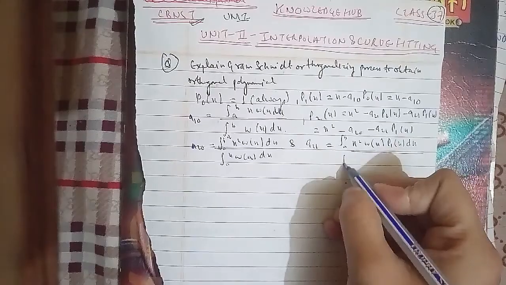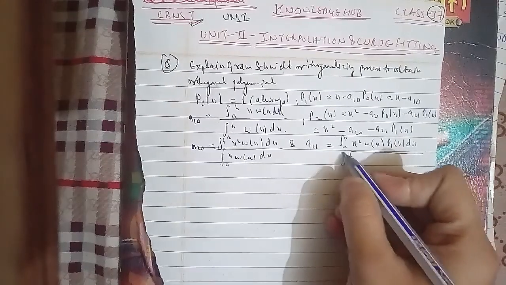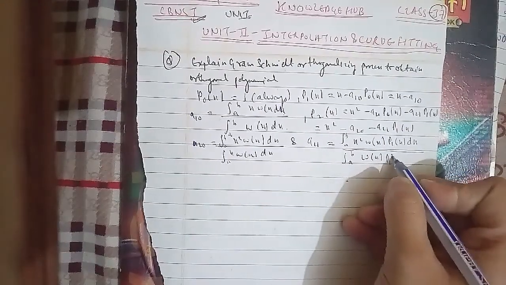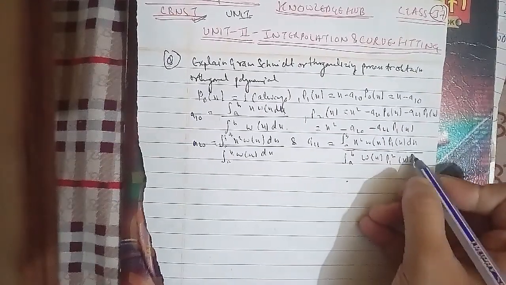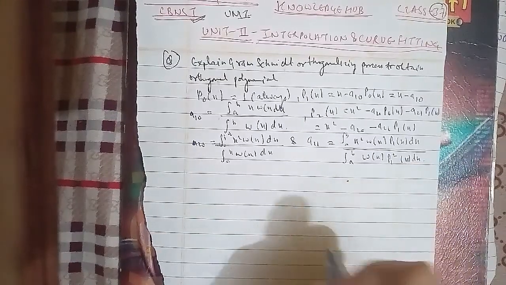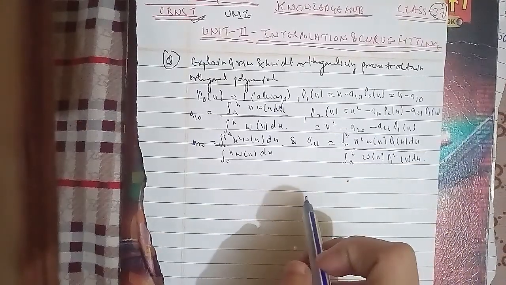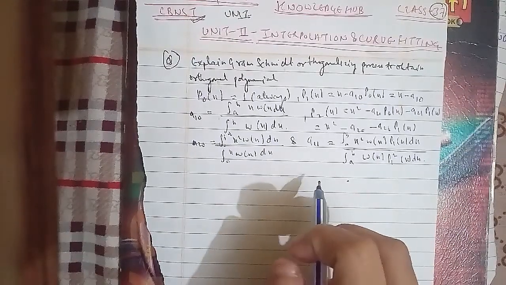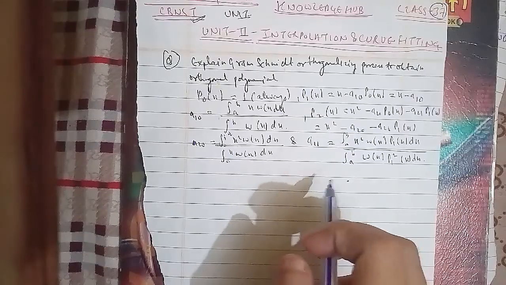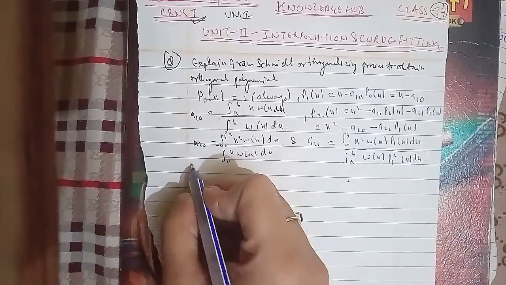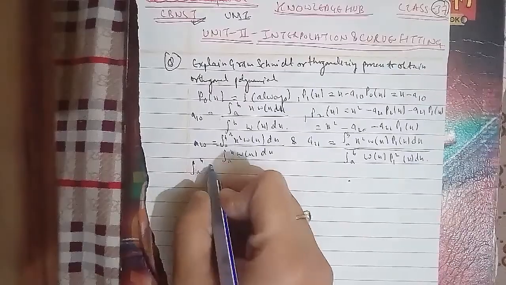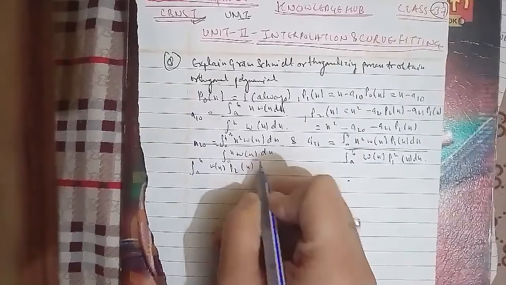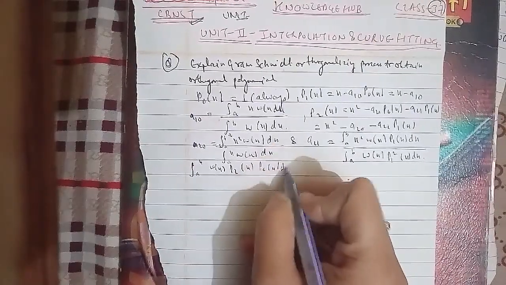Here you have to know that p0(x), p1(x) and p2(x) are all orthogonal to each other over the interval a, b. So we get the integral from a to b of w(x) p2(x) p0(x) dx equals 0, and for the same, the integral of w(x) p2(x) p1(x) dx equals 0.